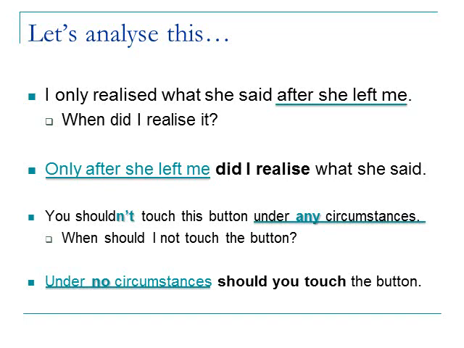So basically, whenever you have a sentence with no, you should actually write that in as a standard sentence with the negative in the auxiliary and any in the structure. You shouldn't touch this button under any circumstances. Under no circumstances should you touch the button.